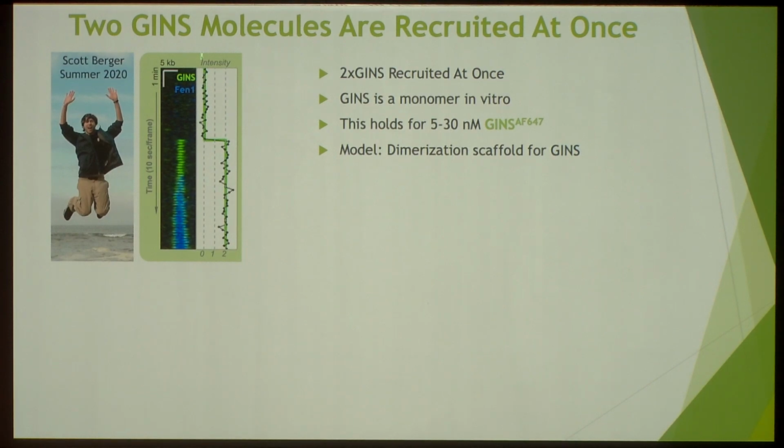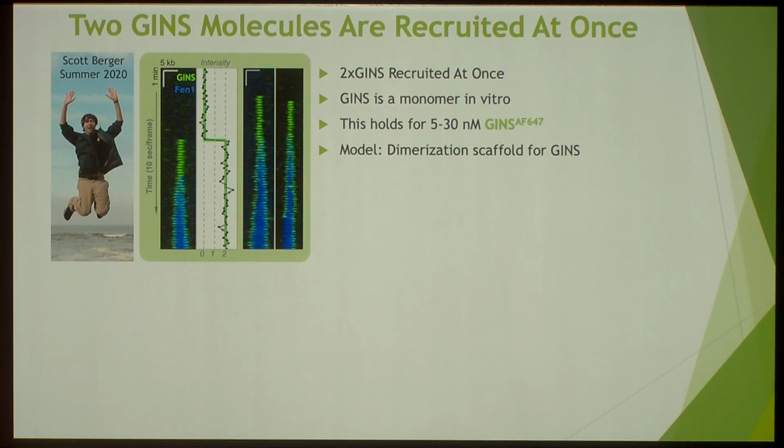The surprising thing was that GINS was recruited in one step, so 2 molecules were recruited at once within 10 seconds of the movie. This was really puzzling because GINS is a monomer in vitro, we checked that. We figured maybe GINS is recruited in a highly cooperative manner, and we just don't see this stepwise recruitment. To resolve that, we began titrating GINS down as far as we could go, to about 5 nanomolar. Even at 5 nanomolar, we still see this simultaneous recruitment of 2 GINS molecules. We see this for hundreds and hundreds of initiation events.